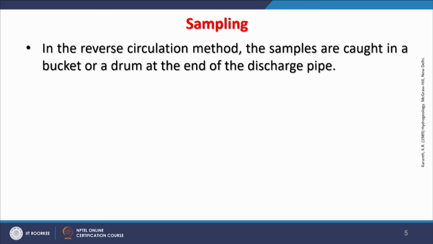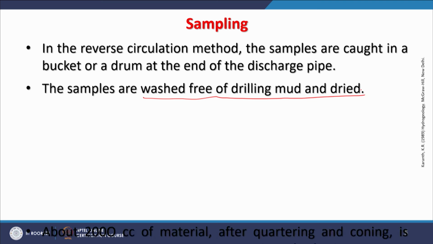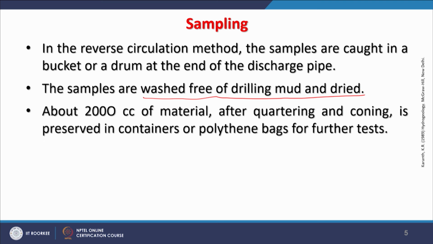Now, in other methods, like the rotary methods and reverse circulation methods we have seen, in the reverse circulation method, samples are caught in a bucket or a drum at the end of the discharge pipe. So, first it will be brought in the discharge pipe, then from there it can be collected. They are washed first, freed of drilling mud and dried, and then properly kept in the boxes. About 2000 cc of material after quartering and coning is preserved in polythene bags for further tests.